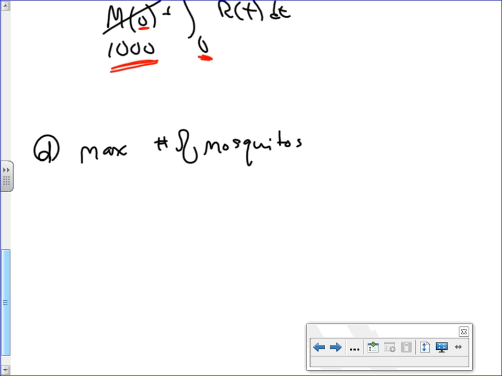I want to maximize the number of mosquitoes. What do I find? Where the rate of change of mosquitoes changes from positive to negative. What's the rate of change of mosquitoes? R. So I'm going to look for where R of T changes from positive to negative. Okay. This is not a maximum when you do this. It is a relative maximum.